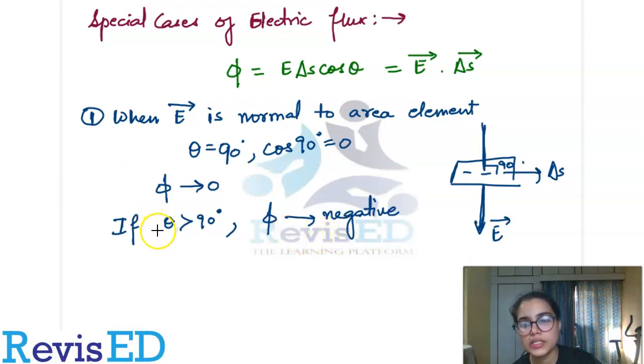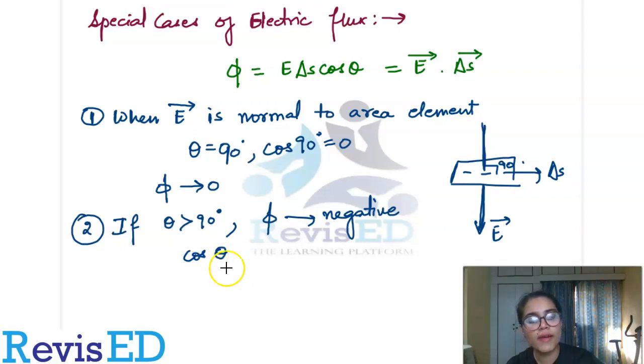So you have this first and second scenario over here. When your theta is 90 degrees, cos 90 is 0, so you will have electric flux 0. The second is when your theta is greater than 90 degrees, then your value for phi will be negative, since cos for values of theta greater than 90 degrees is negative. That is why this case arises.